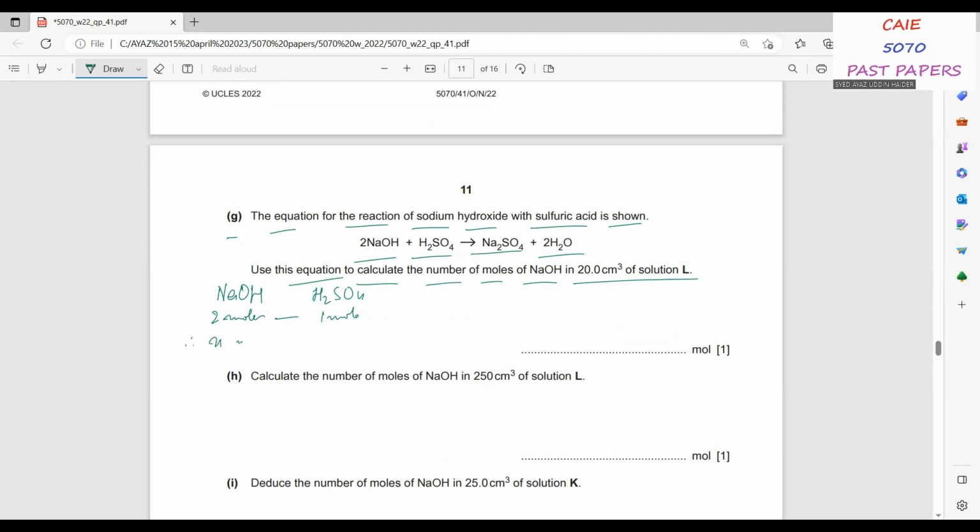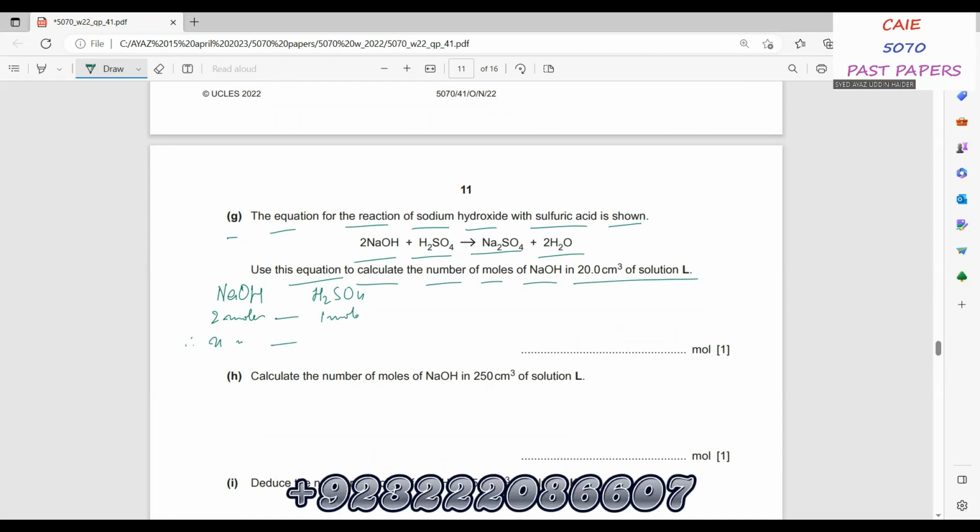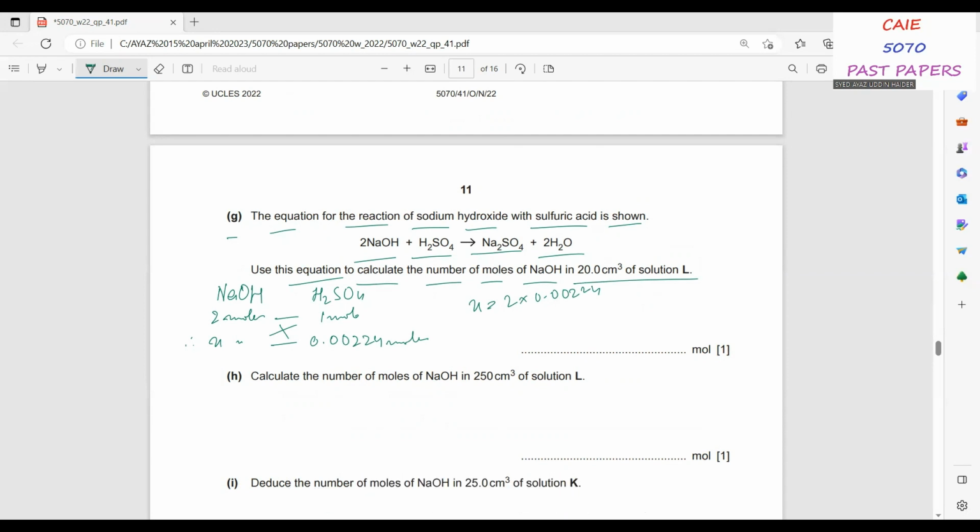Therefore, X moles react with 0.00224 moles. So X will become 2 multiplied by 0.00224. If you multiply 2 by 0.00224, we will get 0.00448, or 4.48 × 10^-3.